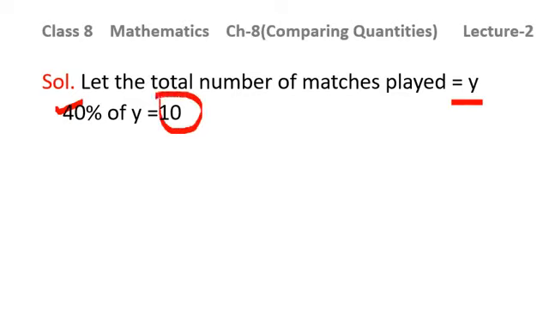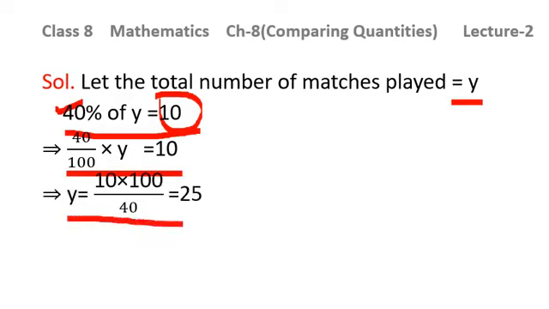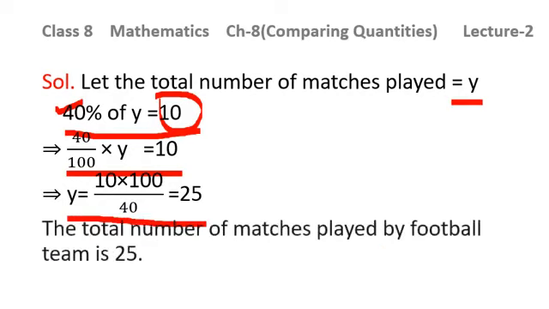So it will be 40% of y is equal to 10. Then it will be 40 over 100, as the percentage sign is there. So it will be 40 over 100 into y, that is equal to 10. And after solving, you will get y is equal to 10 into 100 over 40, that is equal to 25. So the total number of matches played by the football team is 25.